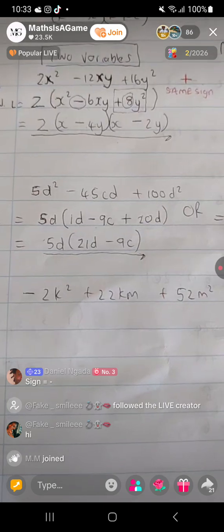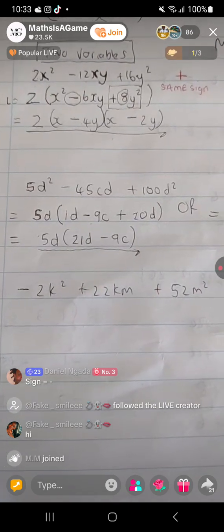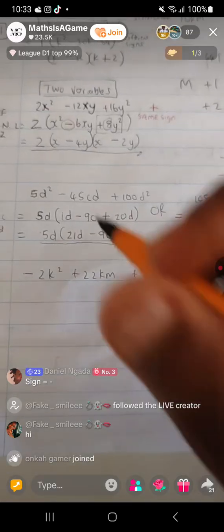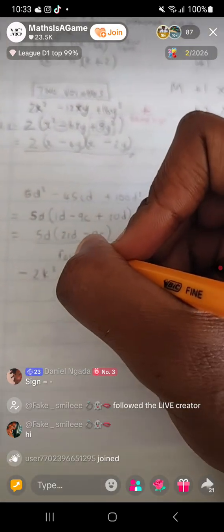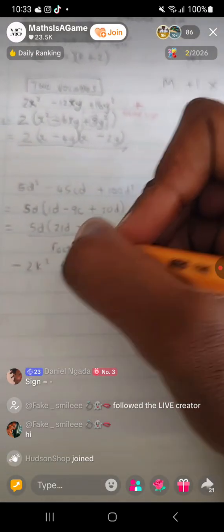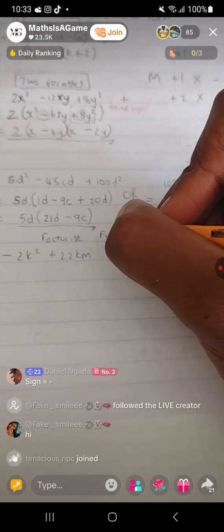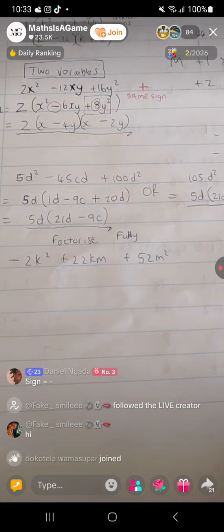Negative 2k squared plus 22km plus 52m squared. Factorize fully, guys, is the question.